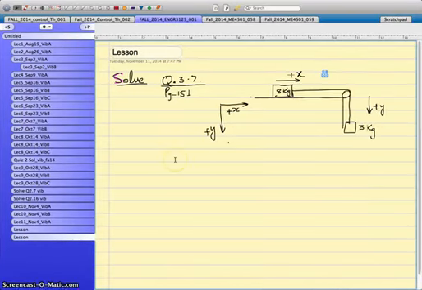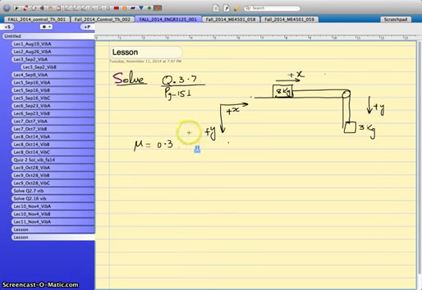So let us start this question number 3.7. It says a body of mass 8 kilograms slides on a horizontal plane and is connected by a light inextensible string to a suspended body of mass 3 kilograms as shown in the figure. The coefficient of friction between the mass and the plane is 0.3.